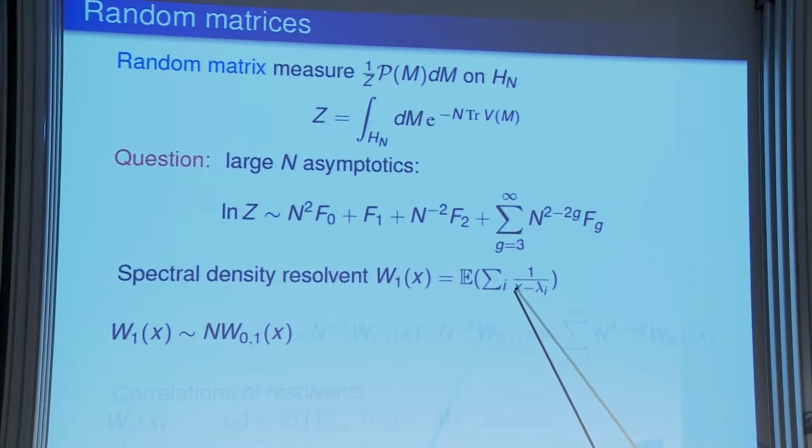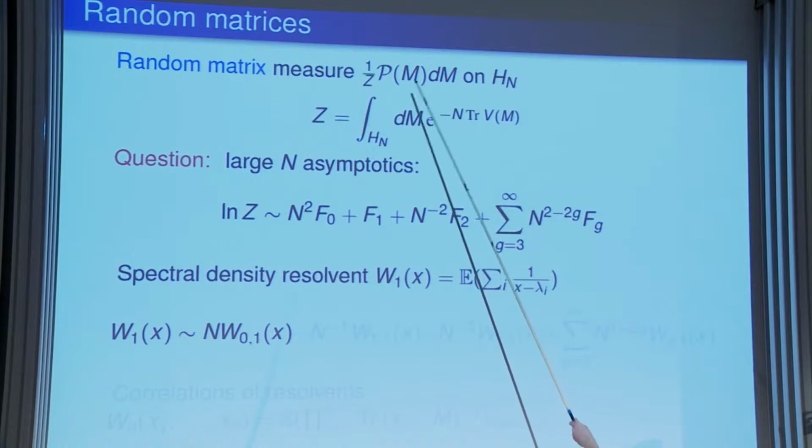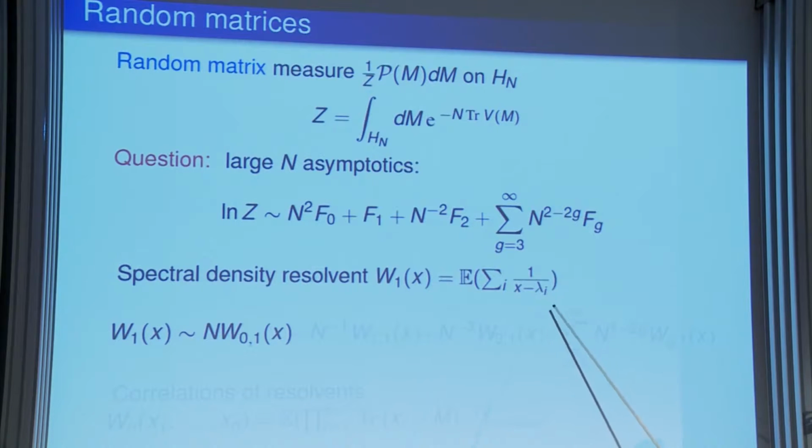the spectrum is mostly encoded into the resolvent. So sum over i of 1 over x minus lambda_i, where the lambda_i's are the eigenvalues of M. So what is the statistical distribution of this quantity? You see that it will be singular exactly on the spectrum. So that's why it gives you information about the spectrum. This function. And again, you want to compute its large N expansion.